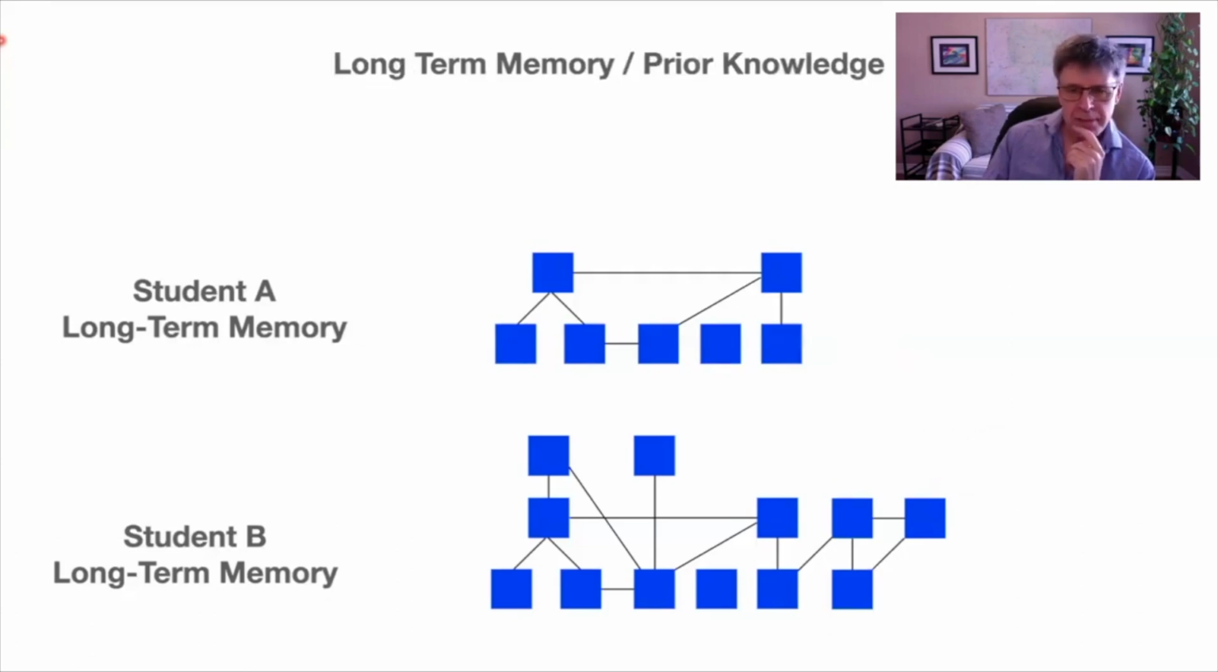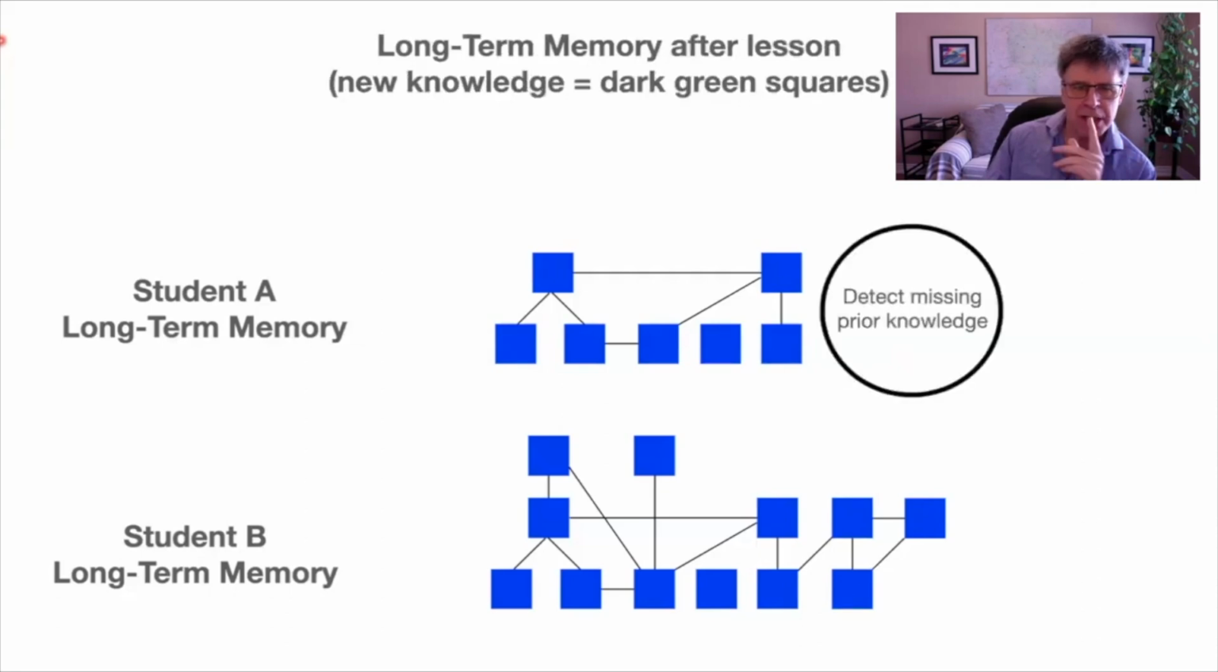Okay, so let's go back to the beginning and look at this original situation again. So here's how student A and B started. Now, if we want to correct this problem with student A not being able to create those connections, the first thing we need to do is to check to see if students have the prior knowledge necessary for learning the new content. So in this case, we would, for example, want to be able to detect that student A has missing prior knowledge.